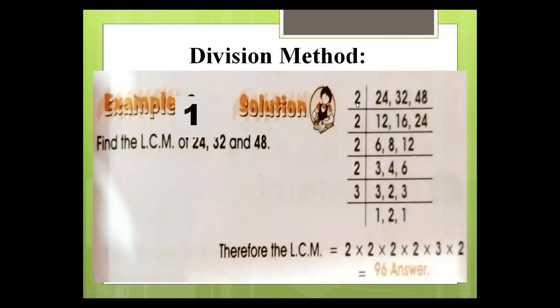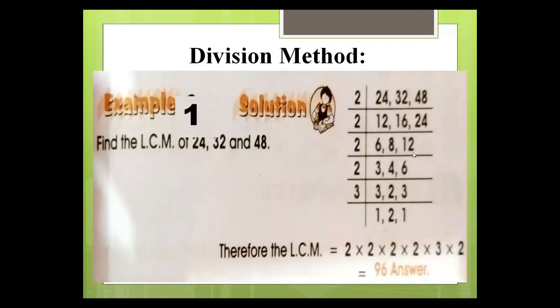So we pick 2 as a divisor, then divide all three numbers, and the answer is 12, 16 and 24. After one step, you again check which divisor divides all three numbers. So here we take 2 another time, because 12, 16 and 24 are all divisible by 2. Then, in the second step, we divide all these numbers by 2.